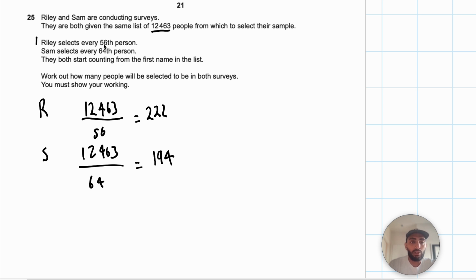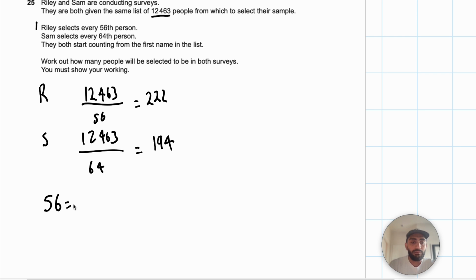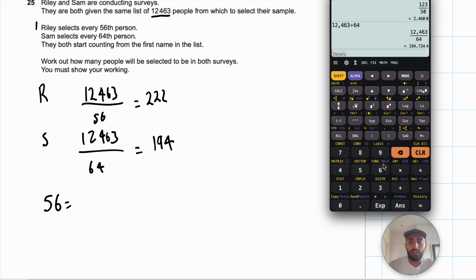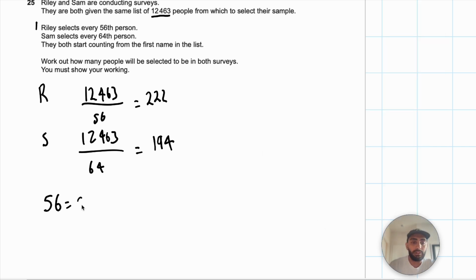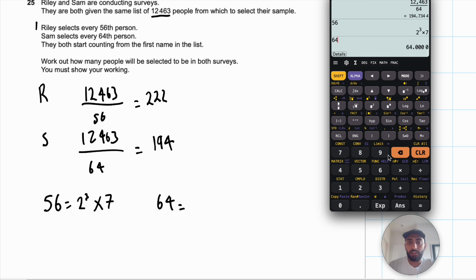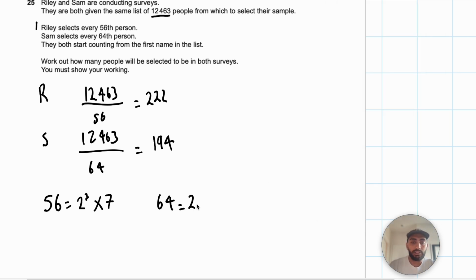We need to find the lowest common multiple of 56 and 64. The way we can do that is find the prime factors of 56. An easy way to do that is do 56 equals, and then press shift, and then you're looking for this button where it says fact. So that's 2 to the power of 3 times 7. Then we're going to do the same thing for 64. 64 equals, and then shift fact, which is 2 to the power of 6.